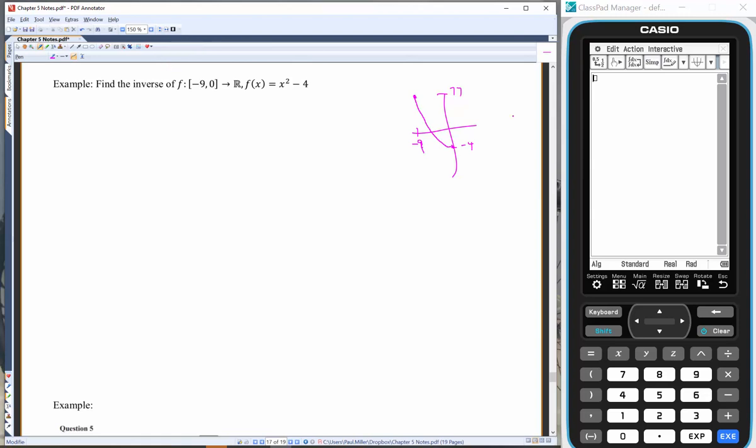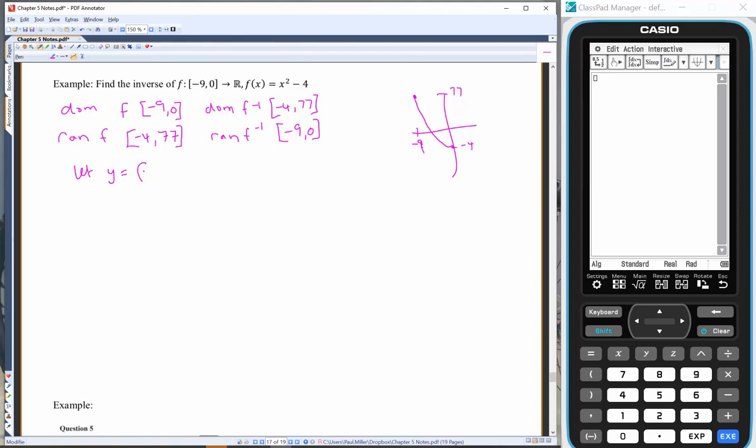Now the scale is way off there, but this graph just serves the purpose of saying the domain of my function is negative 9 to 0. The range of my function, according to my graph over there to the right, is negative 4 to 77. That means the domain of my inverse function is going to be the range of the original. So this goes over the domain of -4 to 77. And the range of my inverse function is going to be the domain -9 to 0. Okay, let's get to work.